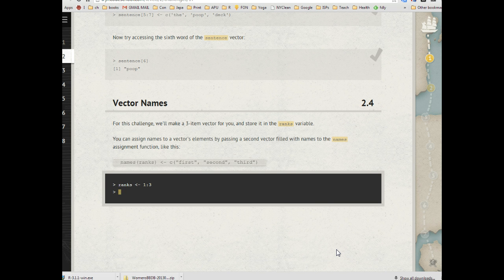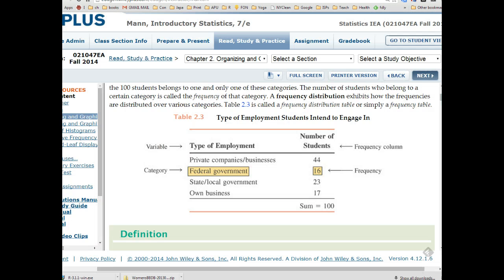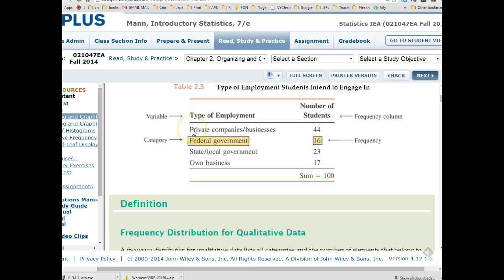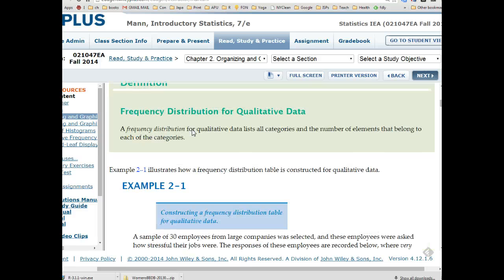Vector names. Okay, so for homework, you should do 2 and 3. And we'll have a quiz on that, as well as possibly a quiz on chapter 2 of Wiley. Let's just continue a little bit more with Wiley, because we didn't do this.